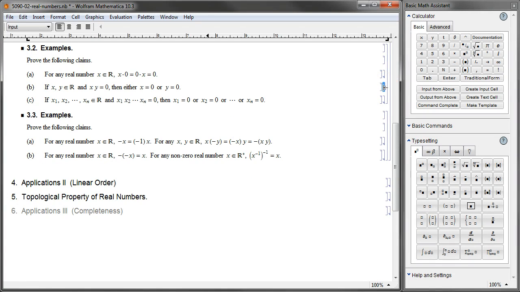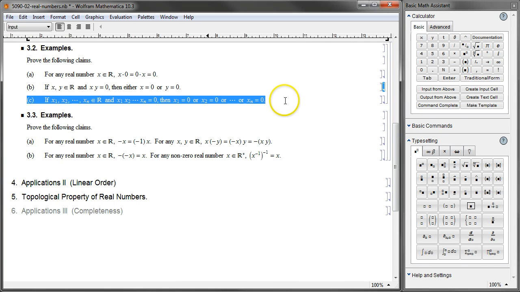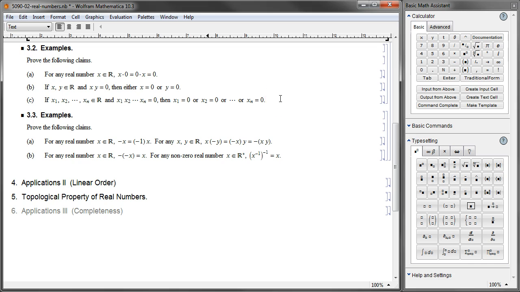Now, can you extend that proof either inductively or repeatedly for something like this? If you have x1 times x2 times x3 times all the way up to xn equals 0, if you have n factors, then either the first factor is 0, or the second factor is 0, or the third factor is 0, or the last factor is 0. In any case, one of them has to be 0. Yes, you should be able to do that.